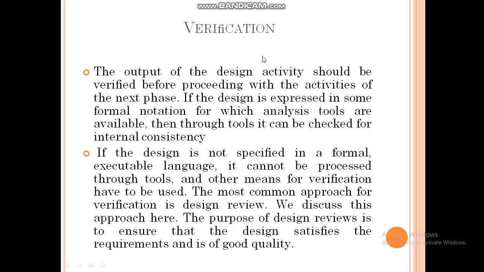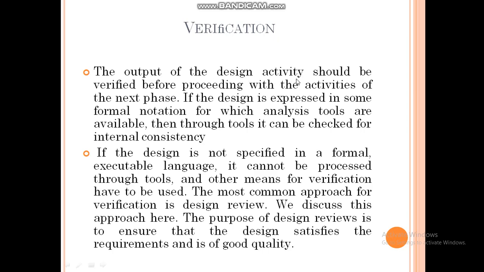So the next process is verification. Verification is one of the processes. The meaning of verification is, whatever system design or detailed design we are creating, whether the design is correct or not, and whether the design solves all the user problems or not. That is verification.